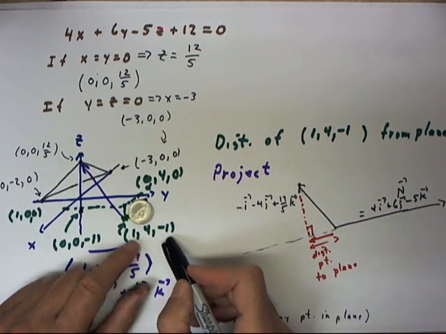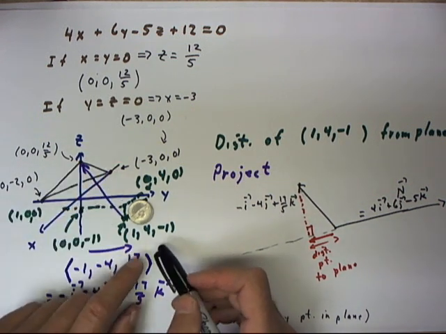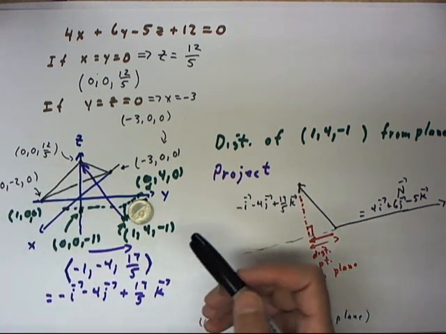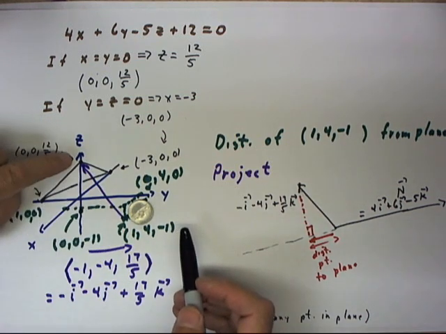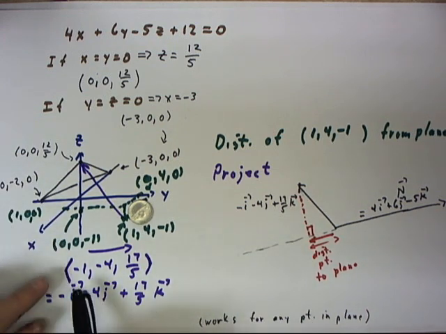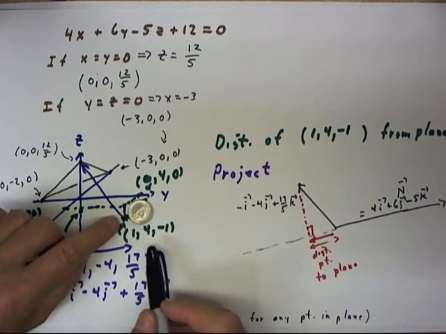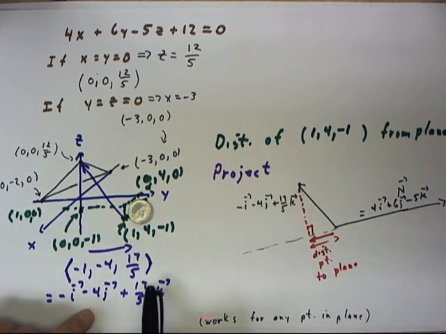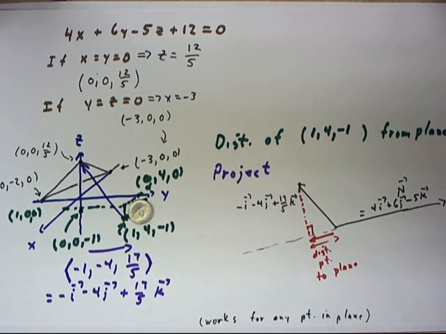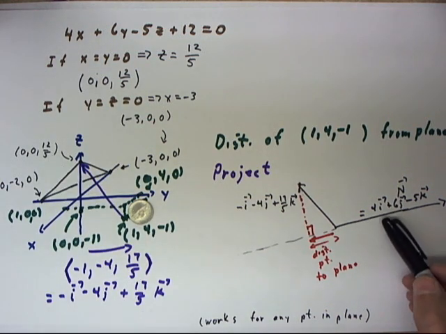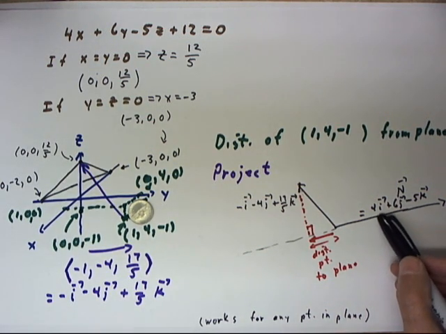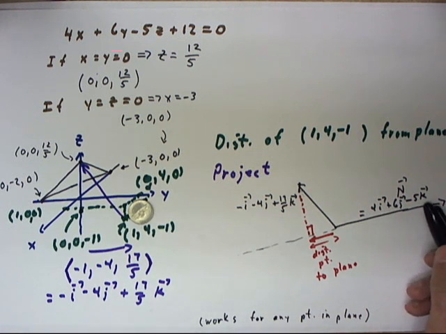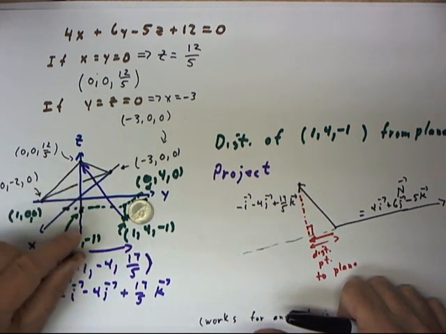Of course, if we choose a different point on the plane up here, then this vector is going to be different. But for this selected point, 0, 0, 12/5, we determined that the vector from 1, 4, -1 to that point is -i minus 4j plus 12/5 k. We also know that a normal vector to the plane is 4i plus 6j minus 5k.